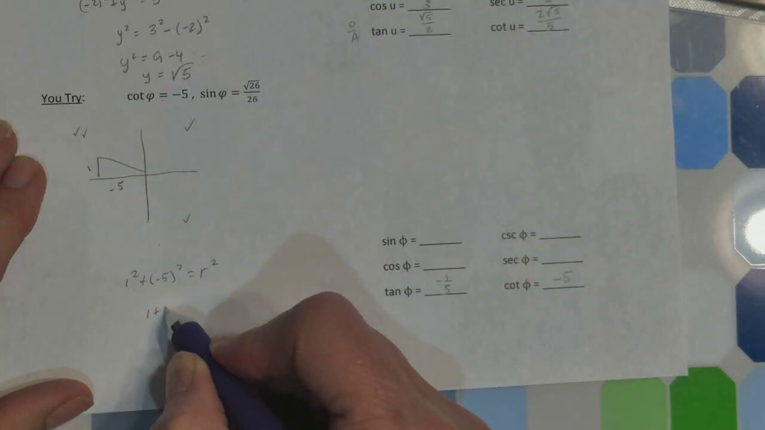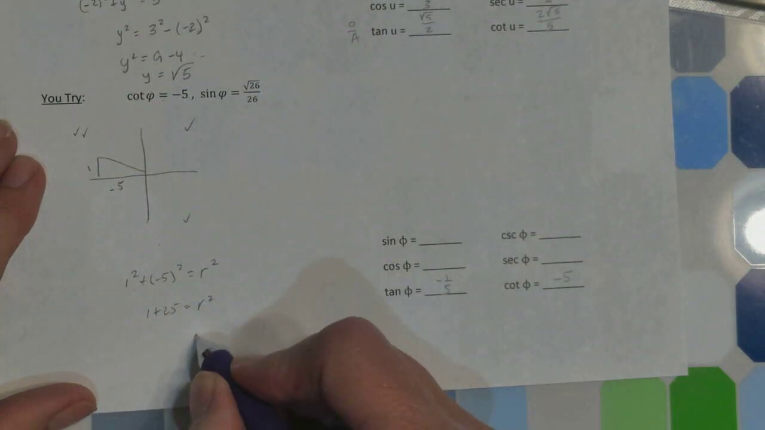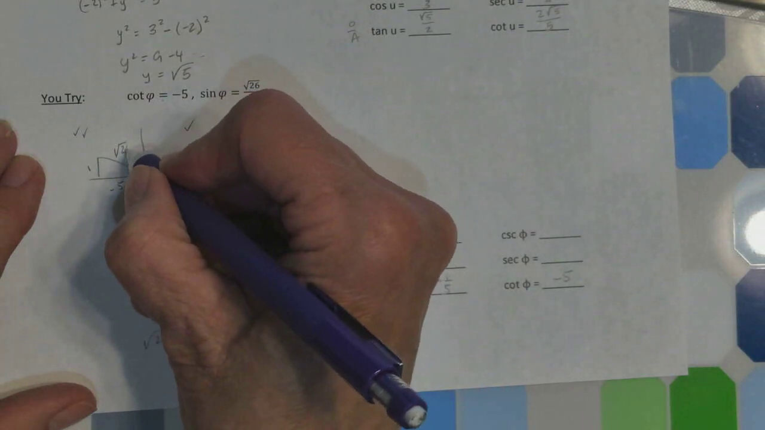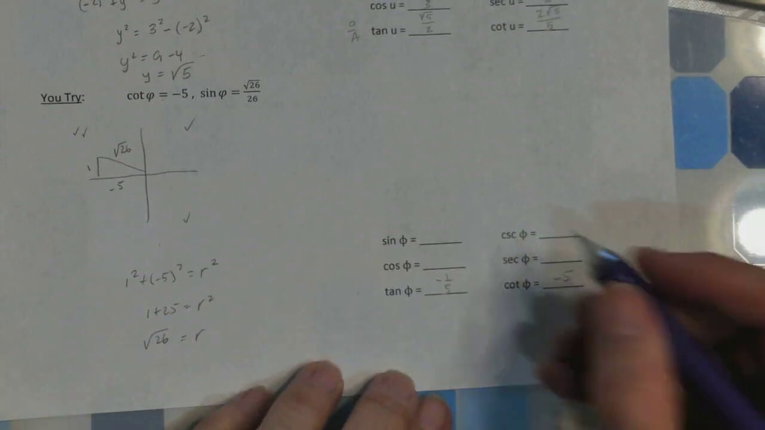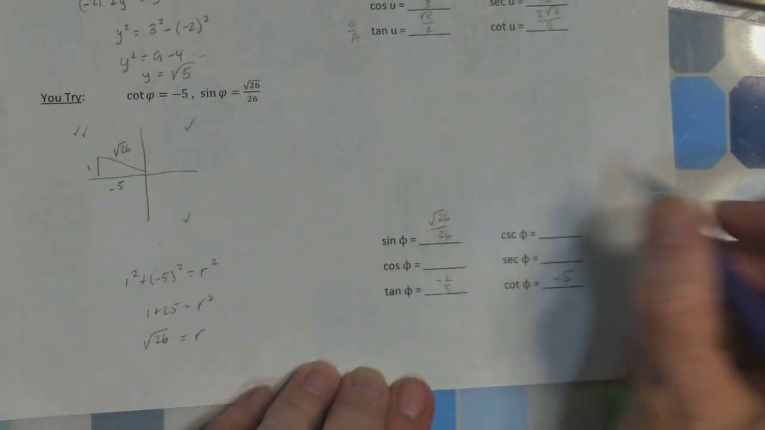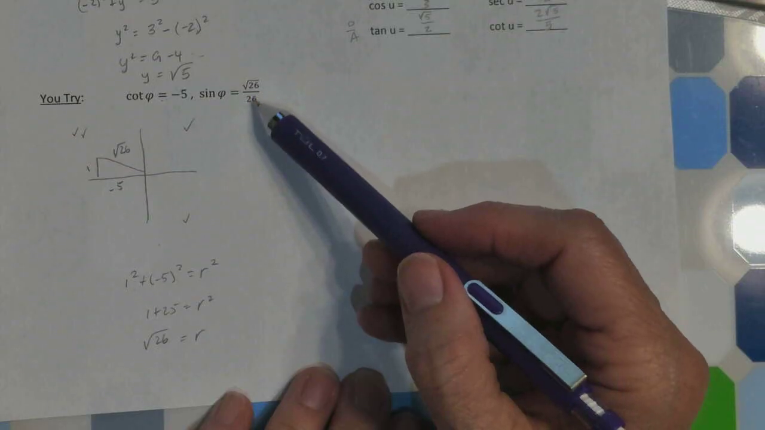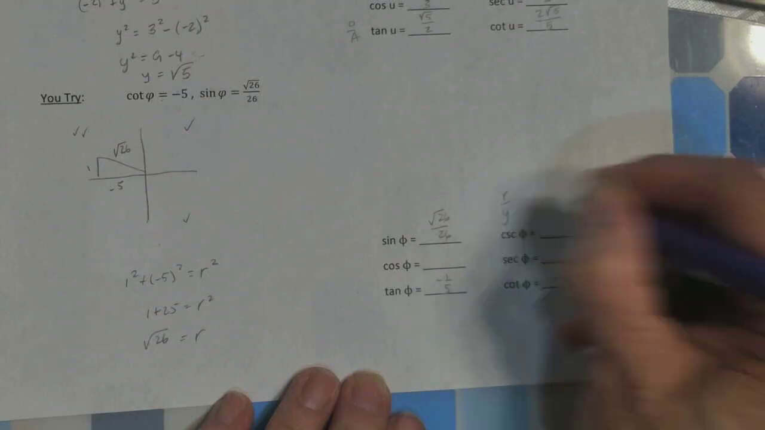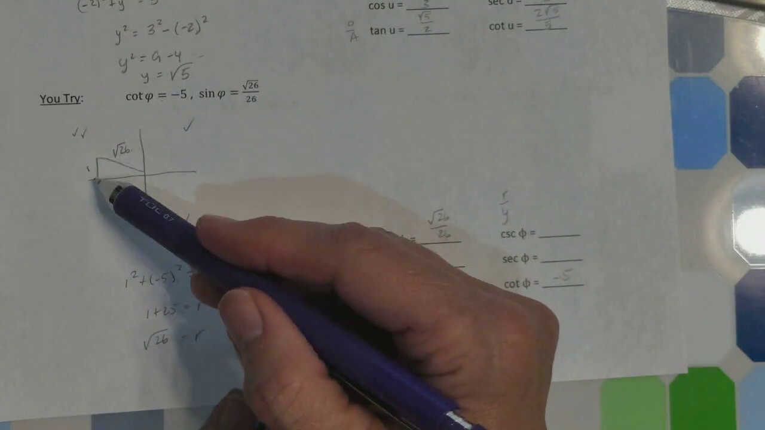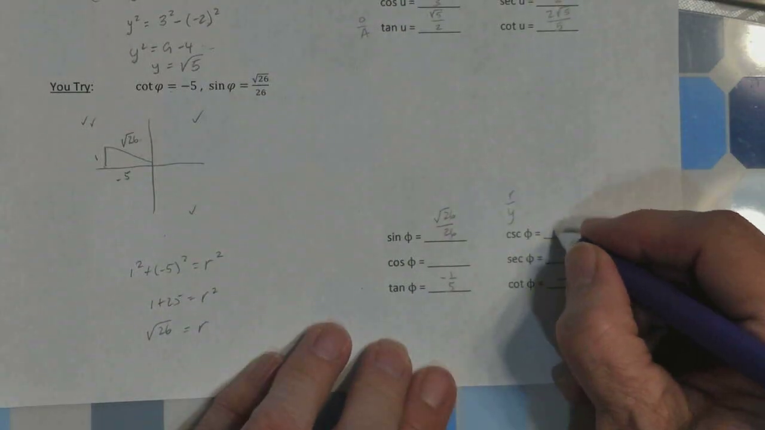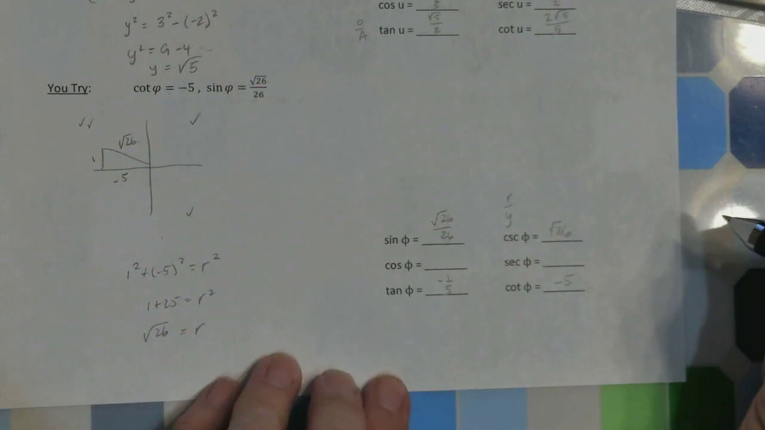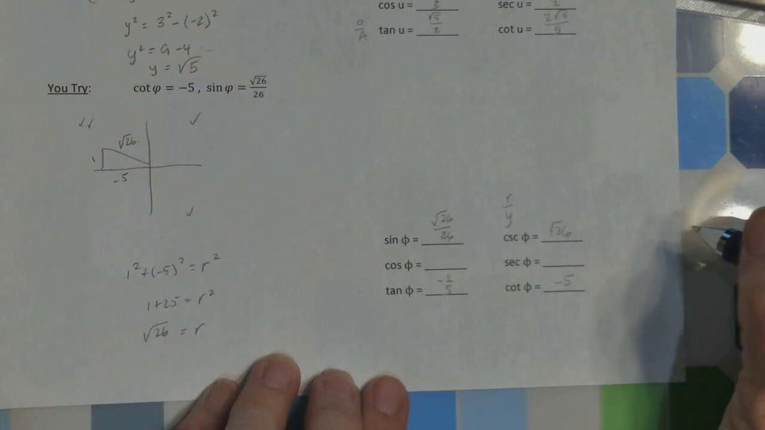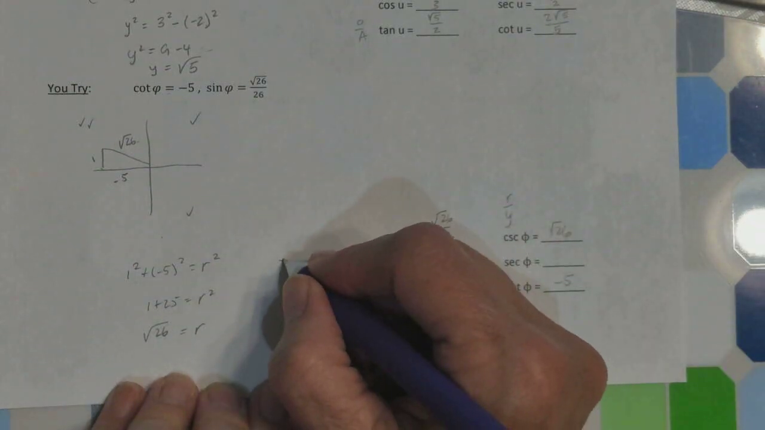Then I have 1 squared plus -5 squared is equal to r squared. This is going to give me 1 plus 25. So r is going to equal the square root of 26. So that's what goes here. So we know sine is the square root of 26 over 26. Technically, this is y over r, so cosecant would be r over y. R is square root of 26 over 1, gives me square root of 26.